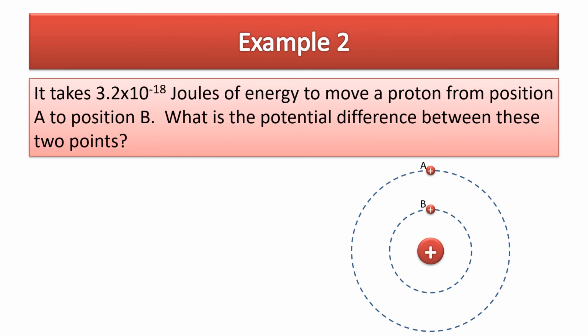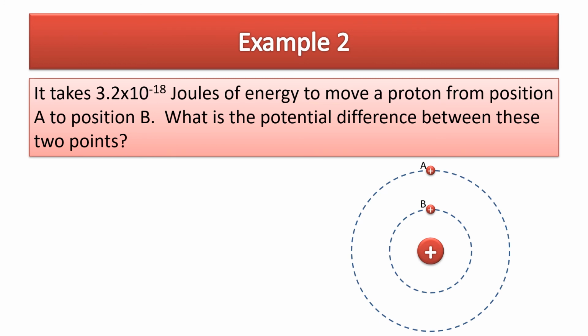So here it says it takes 3.2 times 10 to the negative 18 joules of energy to move a proton from position A to position B. Again, now we flipped this and it is repelling, so it's going to take work to move it, quote unquote, down, or closer to the object, which is the opposite of what gravity is all about. So it says, what is the potential difference between these 2 points?